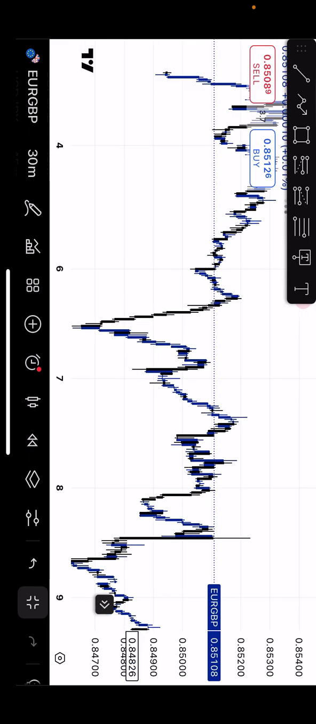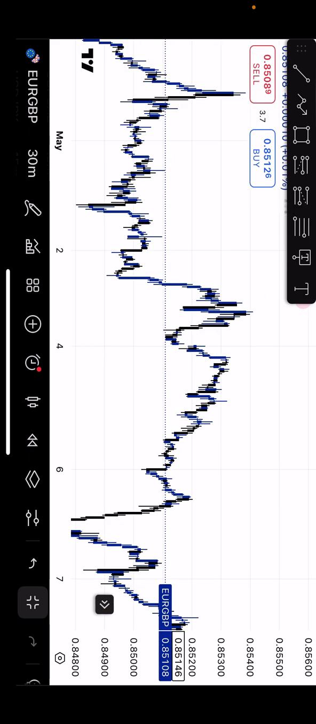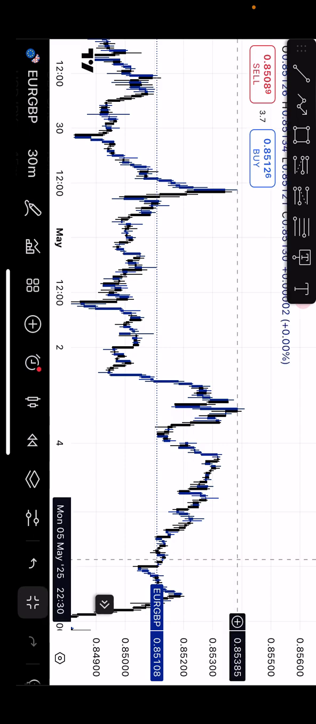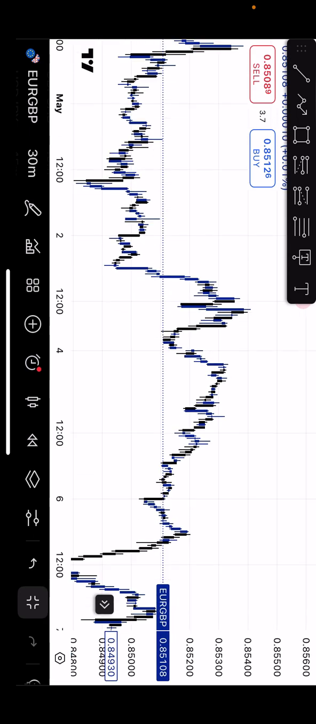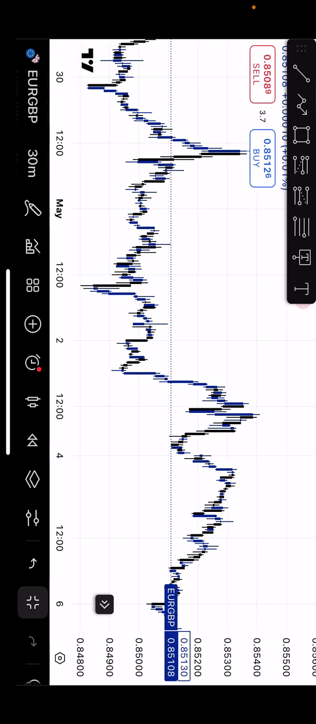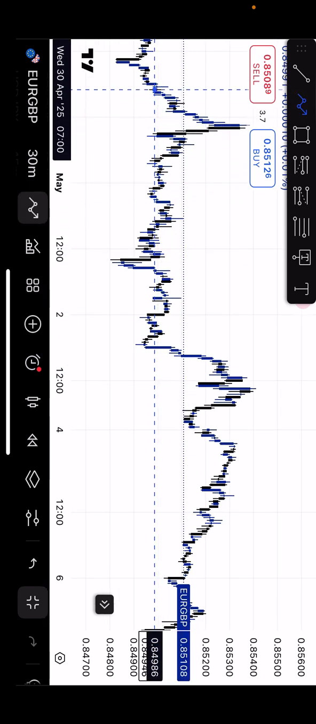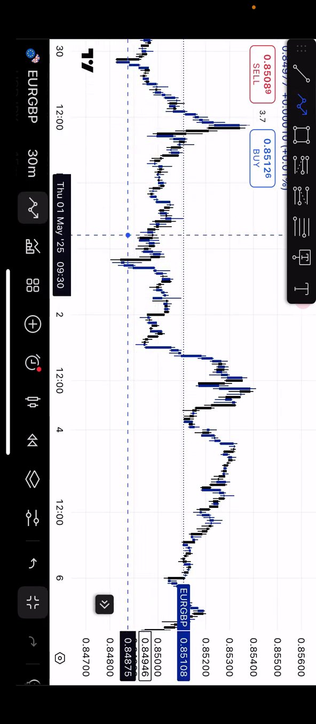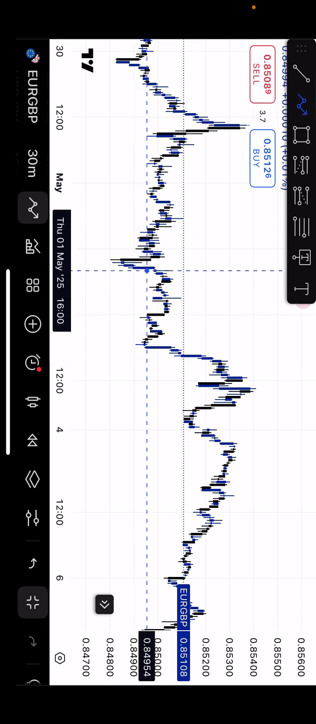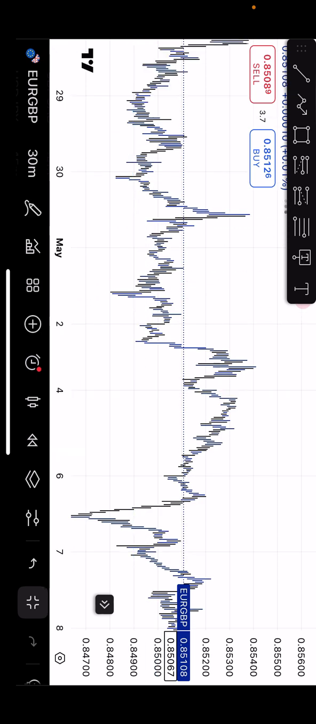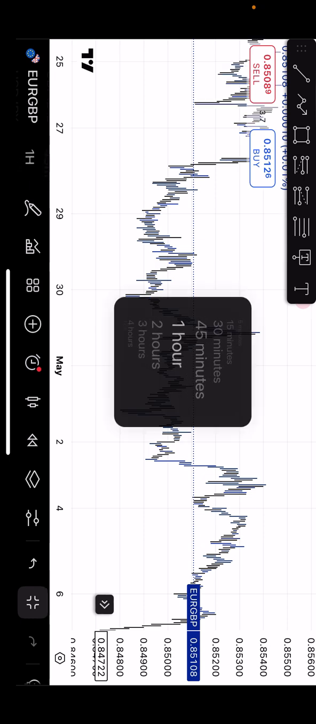Market structure shift. Market structure shift. Okay, see this place now. Consider the market. Let me use a bigger time frame.